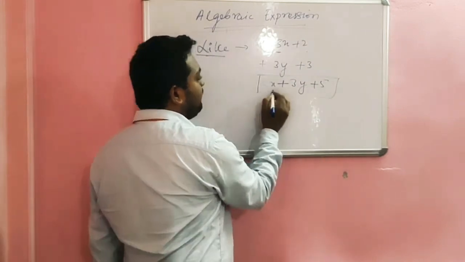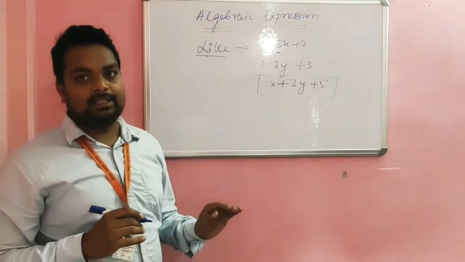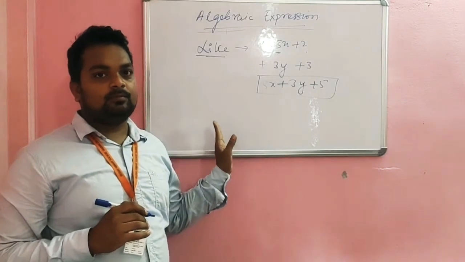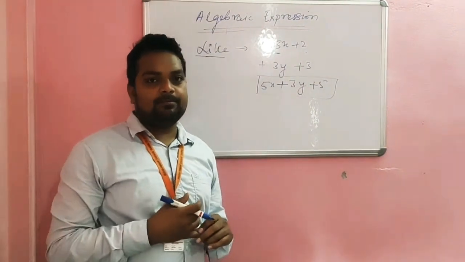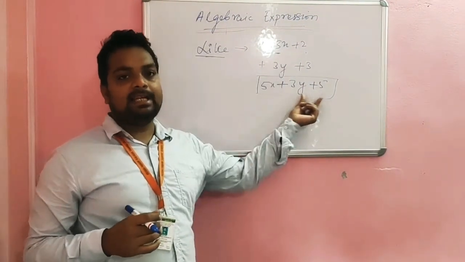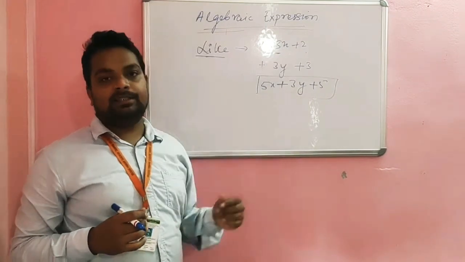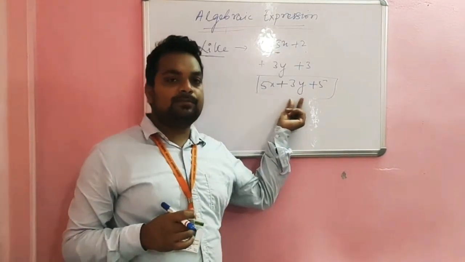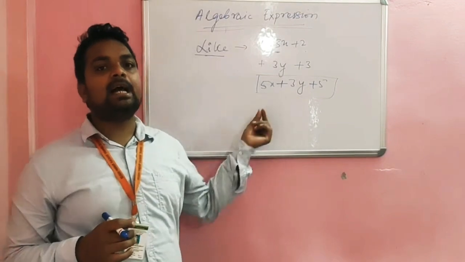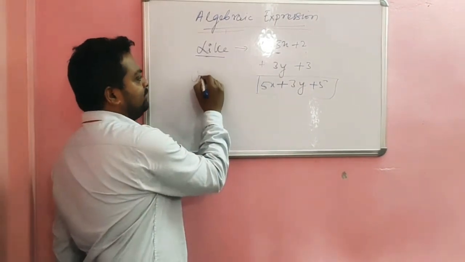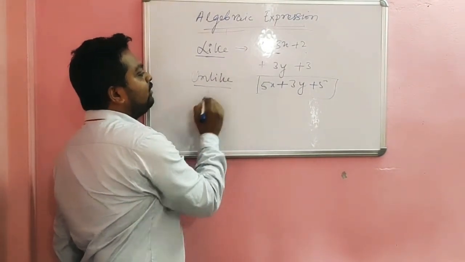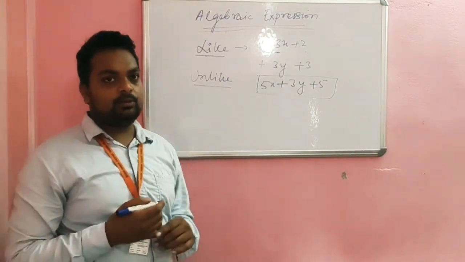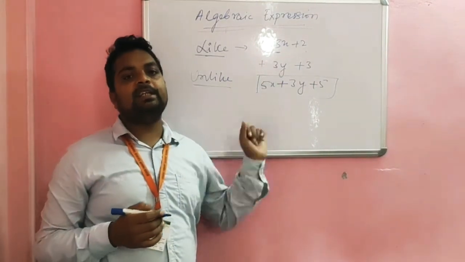But 5x and 3y cannot be added directly. x plus 3y plus 5 can be written like this only. We cannot add 5 and 3 here, because x and y are two different variables, and different variables are unlike terms, and unlike terms cannot be added in an algebraic expression. So to add or subtract, we need like terms.